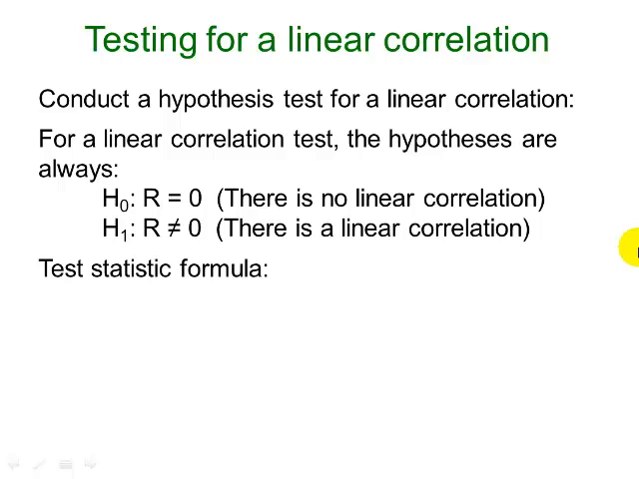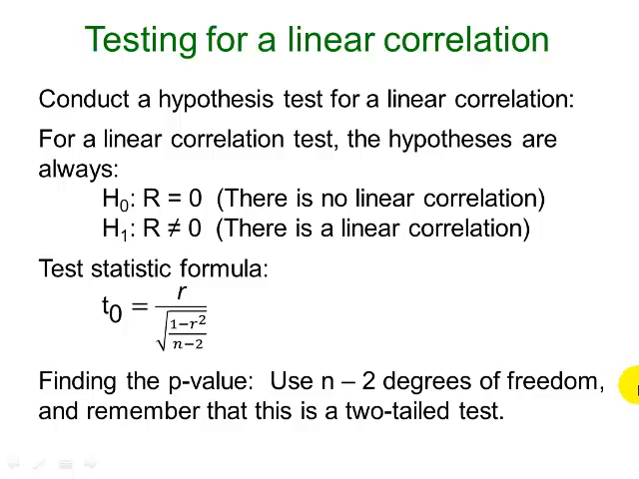Our test statistic formula for this hypothesis test is T sub 0, and notice that the T here means that we're using the T distribution. The R in here is the correlation coefficient. So we have R over the square root of (1 minus R squared) over (n minus 2). N is the number of data points that we have, so it's our sample size.